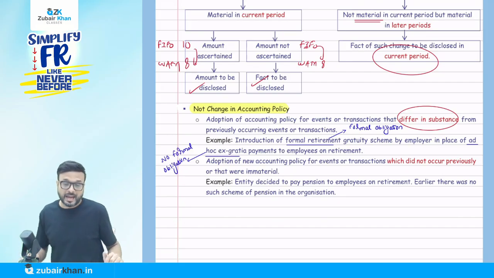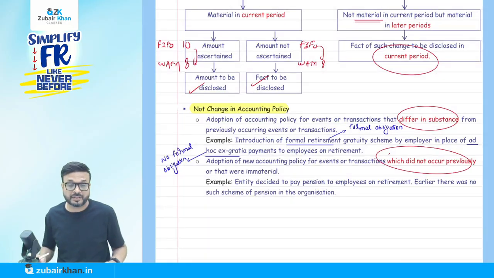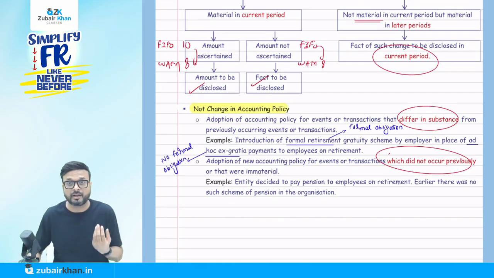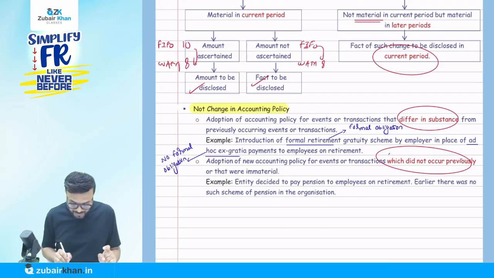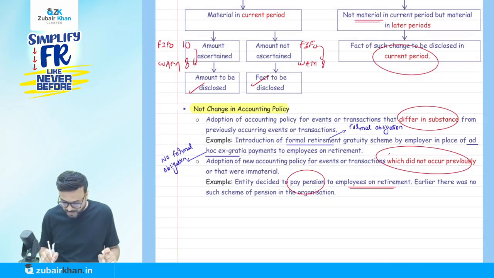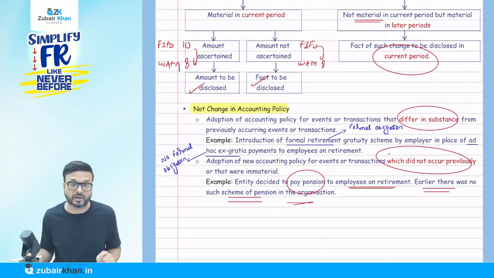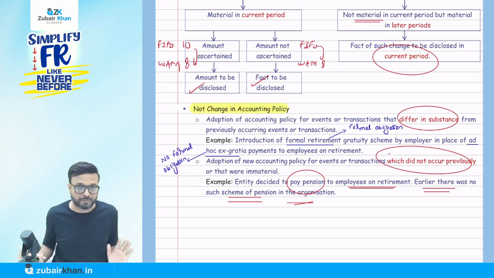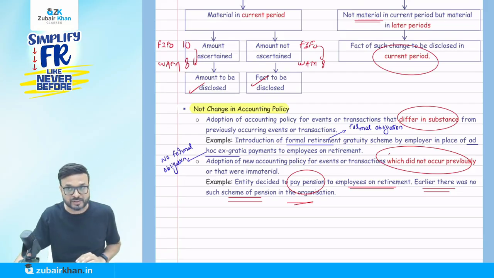Now, adoption of a new accounting policy for an event or transaction which did not occur previously. It means we introduce a new accounting policy which was not previously followed. For example, an entity decided to pay pension to employees on retirement. Earlier there was no such scheme of pension in the organization. So previously we were not giving any kind of pension. Now we are giving pension. So this is not a change in accounting policy. It is introduction of what? Accounting policy. So we call it introduction of accounting policy, not change in accounting policy.